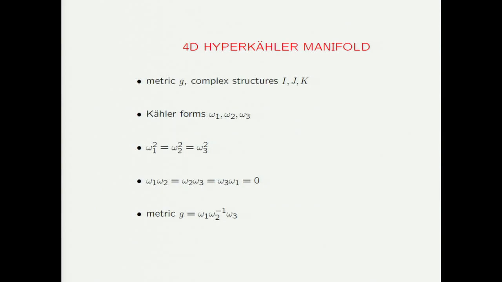In four dimensions, the equations for a hyperkähler metric are very simply stated. Instead of thinking about a metric and three complex structures, if you just think about the forms omega 1, omega 2, and omega 3, the corresponding Kähler forms, then they satisfy these relations. This is the wedge product. And they satisfy, of course, the relation that these are symplectic forms, so these are everywhere non-zero. If you have three closed 2-forms which satisfy these relations, you can reconstruct the metric and the complex structures. So, for example, by raising and lowering indices, the metric is given by this. So that's a four-dimensional hyperkähler manifold.